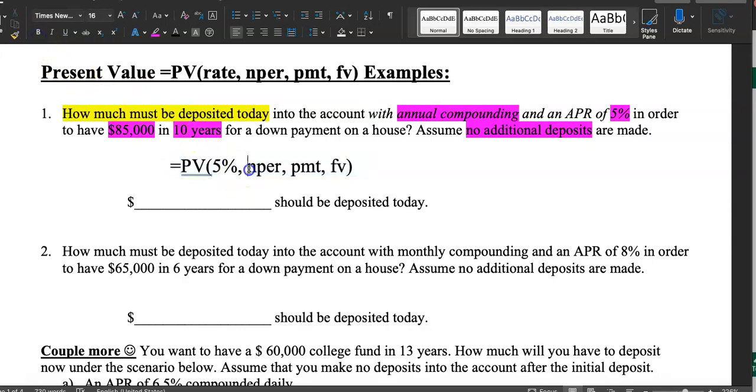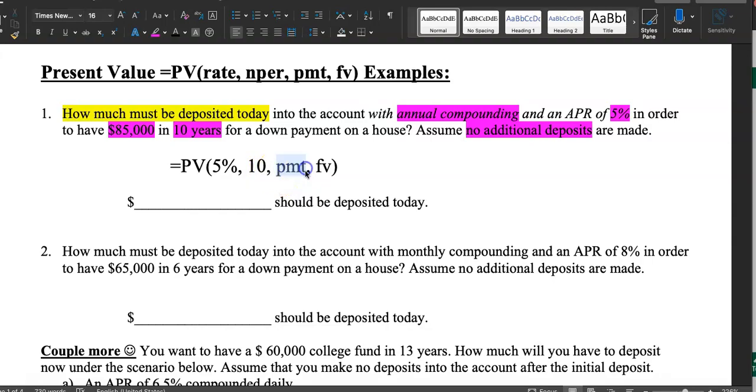Just 5% is fine. Now, N per. N per is how often your deposit or money will be compounded to earn the interest. Now, with annual compounding for the next 10 years, we're looking at 10 compounding periods. So this one is, I'm putting 10 because each year you get one compounding with annual compounding, but we're doing that for the next 10 years. So N per is going to be 10.